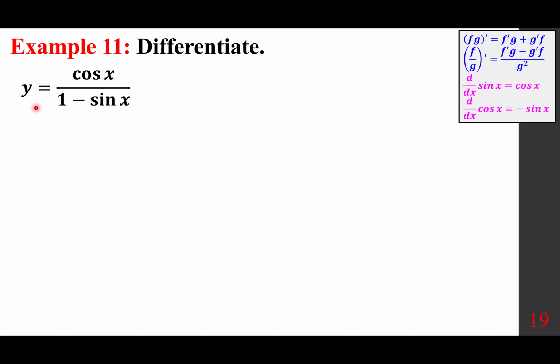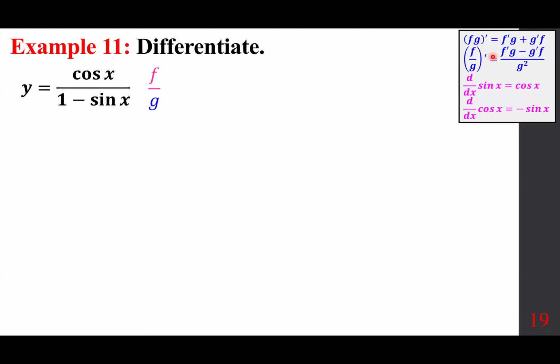Y equals cosine x over 1 minus sine x. We want to take the derivative of that. We notice it's a fractional format. Therefore, we have to use the quotient rule. So we're going to call the top one the f function, the bottom one the g function, f over g. So f prime g minus g prime f over g squared.